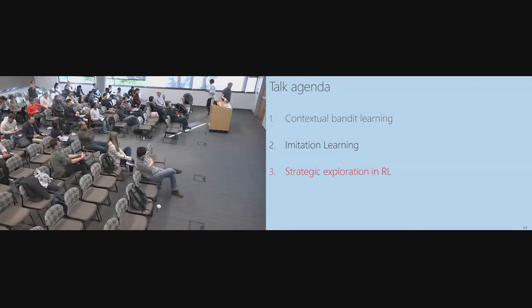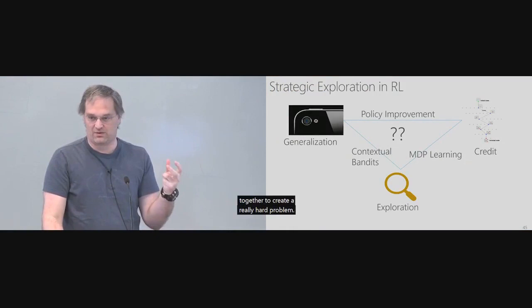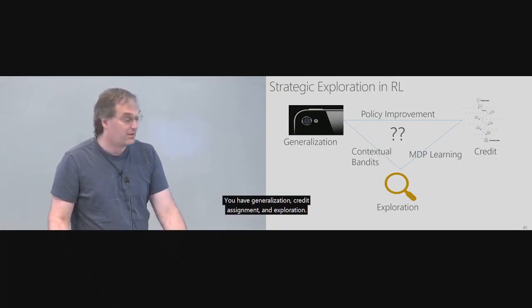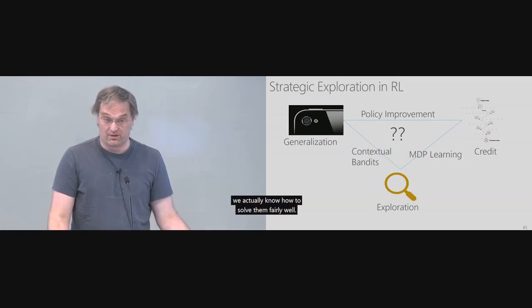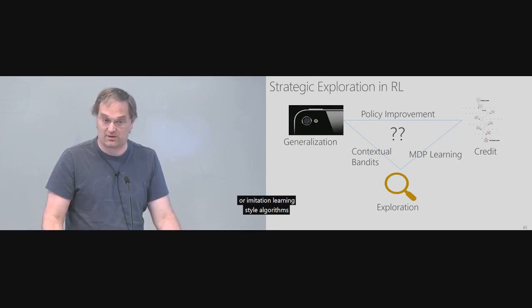All right, so I want to go back to this hard problem. You have these three different things in reinforcement learning that come together to create a really hard problem: generalization, credit assignment, and exploration. If you think about any pair of these, we actually know how to solve them fairly well. Generalization and credit assignment is something that many of the policy improvement style algorithms or imitation learning style algorithms can get at pretty effectively.